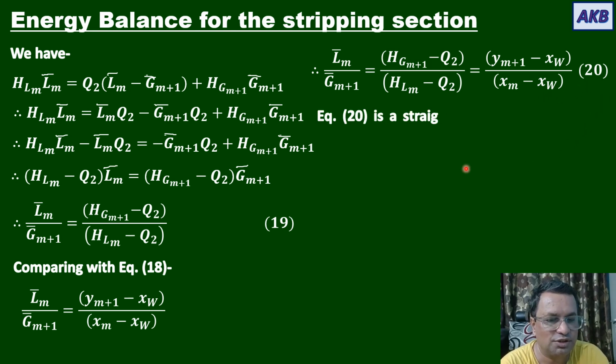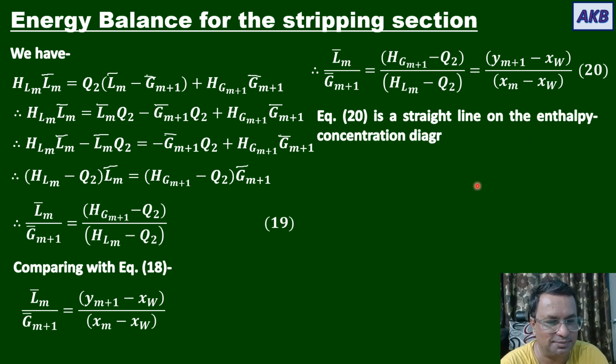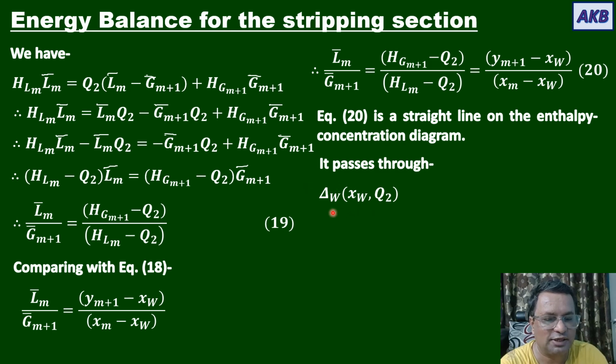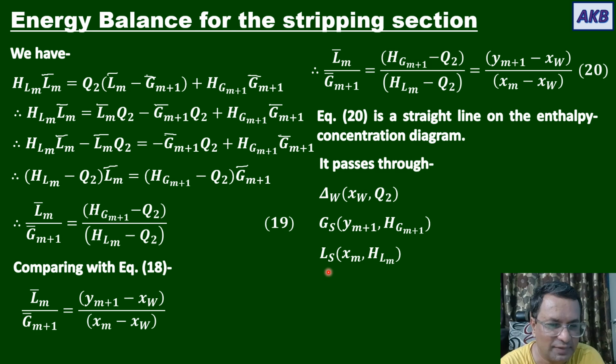What can you say about equation 20? Equation 20 is a straight line on the enthalpy concentration diagram, and this line passes through the following points. One is having coordinates of XW, Q2. We are going to represent that point as delta W. The other point has coordinates of YM plus 1, HGM plus 1. We are going to represent that as GS on the enthalpy concentration diagram. And the third point is XM, HLM. We are going to represent that as LS on the enthalpy concentration diagram.